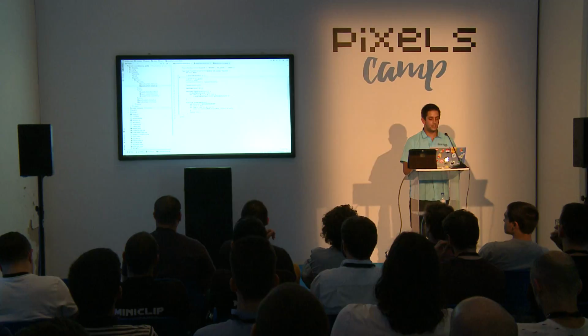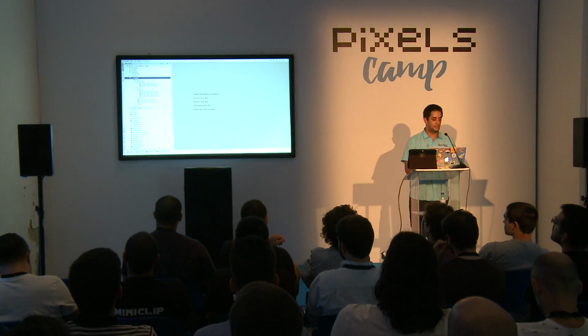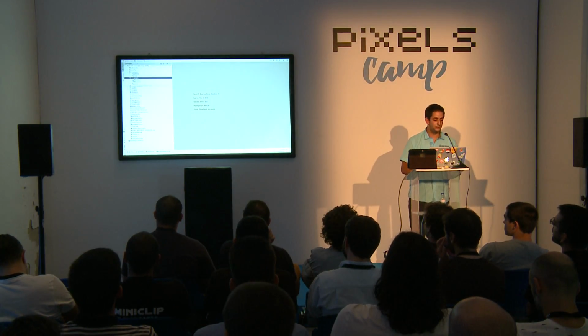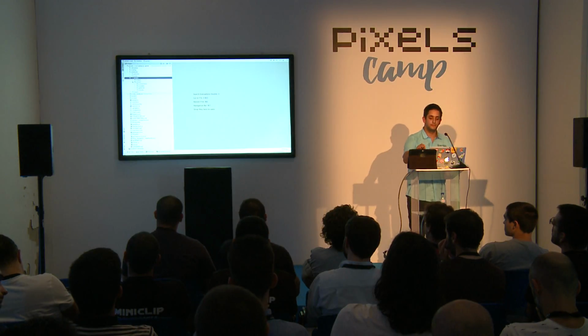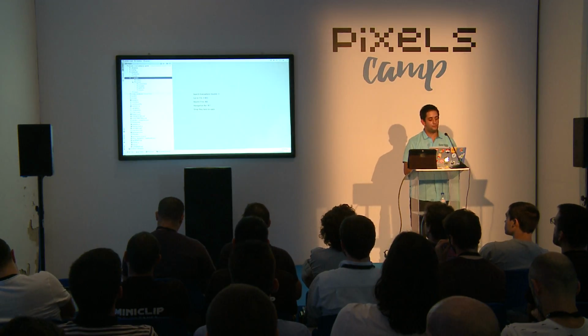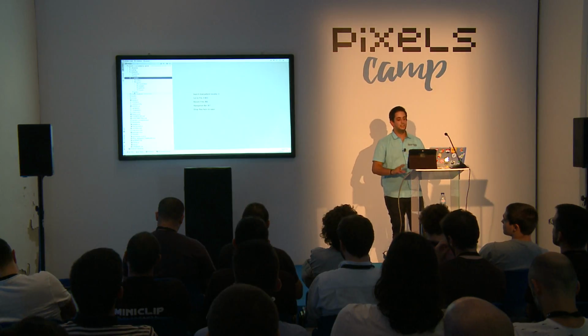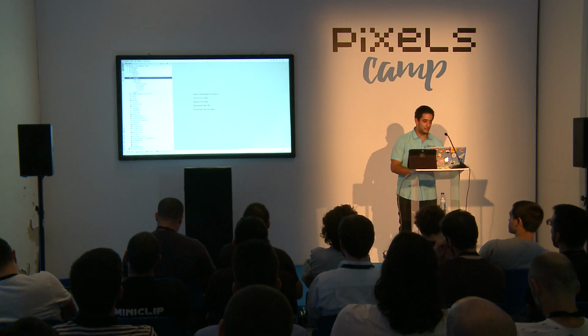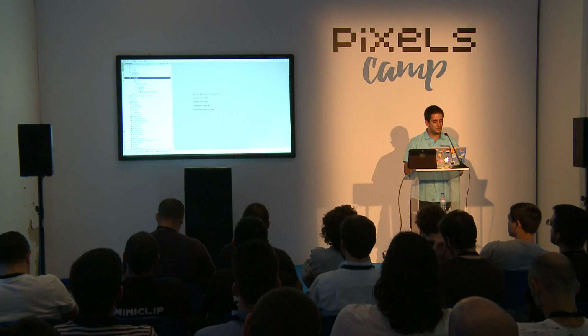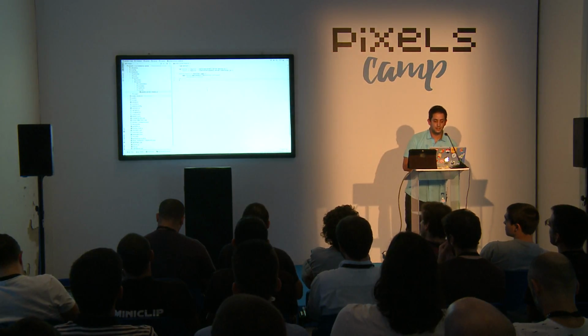So let's see the backend, how it looks like. So let's close the pixels directory, and let's open the server. And the server has 4 folders. One is the routes, policies, models, and controllers. So we start with the routes, and that's it.